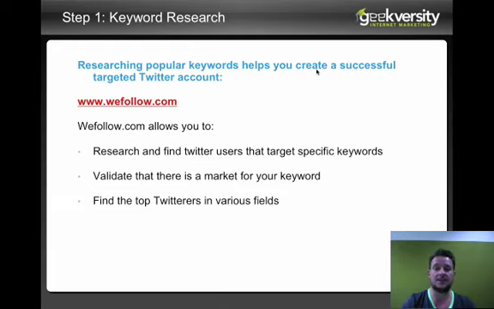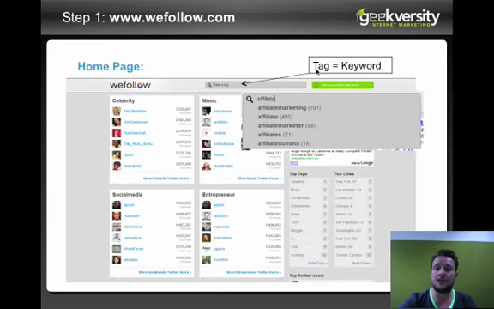So the whole point of this is that we're going to create a Twitter account based on a specific topic, then we're going to build followers around that topic. So we need to make sure before we start doing that there already are users on Twitter talking about these things that we can then go out and find. So wefollow.com. Now here we can see the screenshot of wefollow.com.